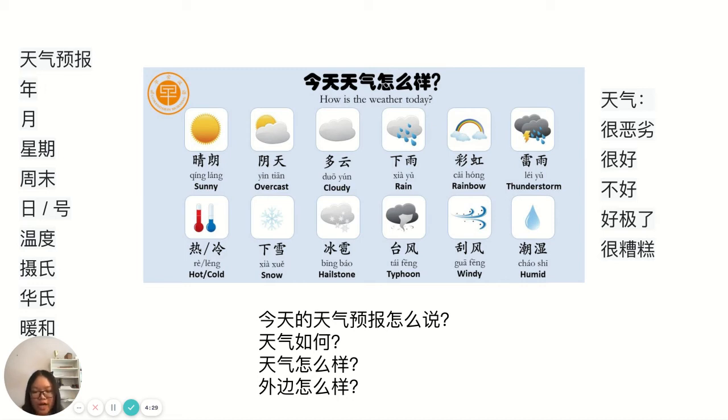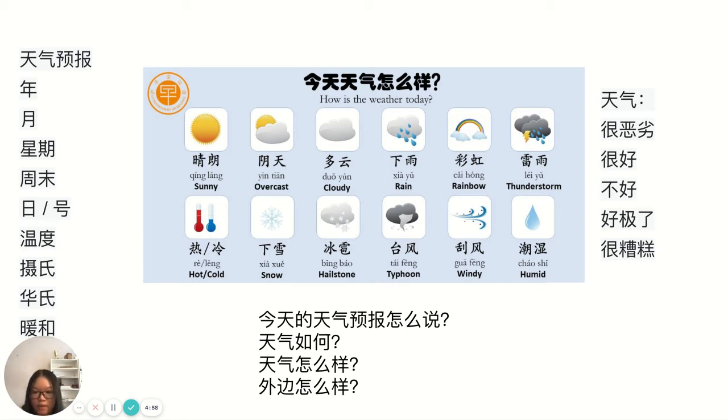Let's skip temperature for now. We'll go over that later. There's also 下雪, it's snow. There's 冰雹, which is hailstorm. 冰 is ice. There's 台风, which is a typhoon. There's also 刮风, which is windy. And then 潮湿 is how you describe it when it's humid.